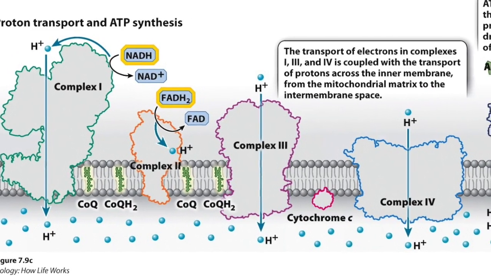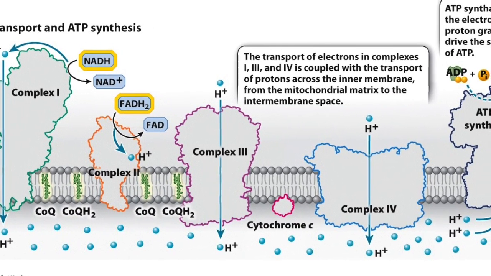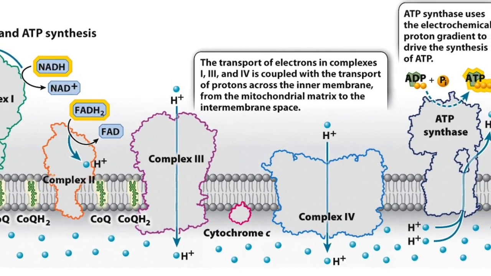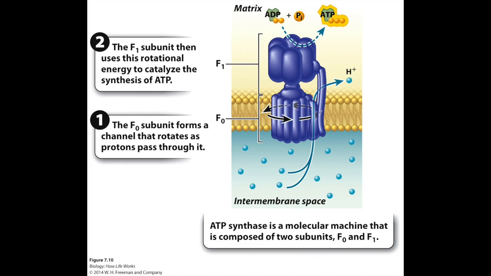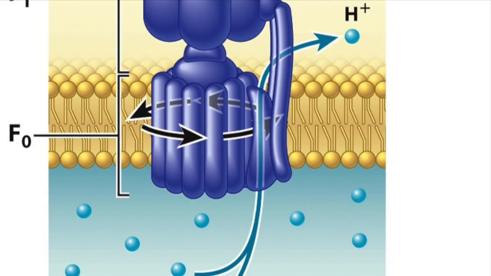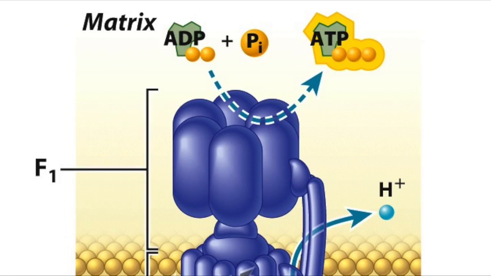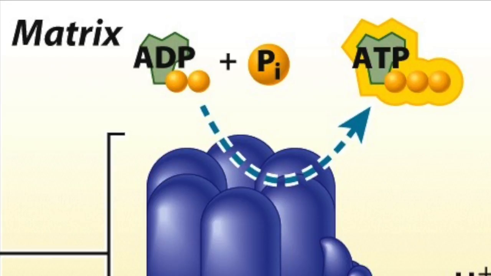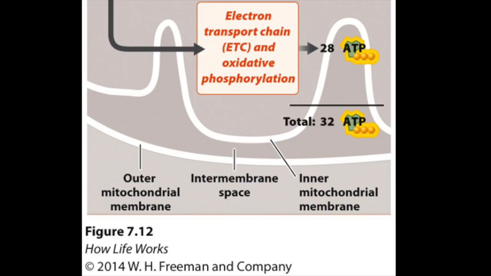Once the electrons have moved through the 4 complexes, ATP synthase converts the energy of the proton gradient into the energy of ATP. ATP synthase is made up of 2 subunits, F0 and F1. F0 forms a channel allowing protons to flow through, causing a rotation. This rotation allows F1 to rotate as well. F1 is the unit that synthesizes ATP. So, the rotation caused in F1 allows the phosphate group to be added to the ADP molecule, making the remaining 28 ATP molecules for a total of 32 ATPs.